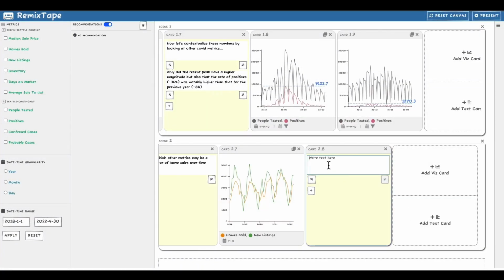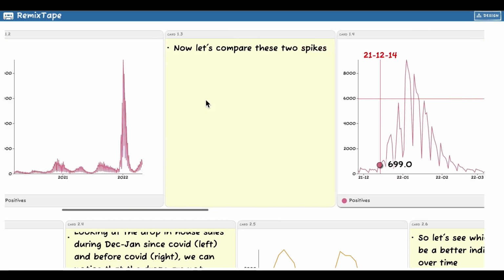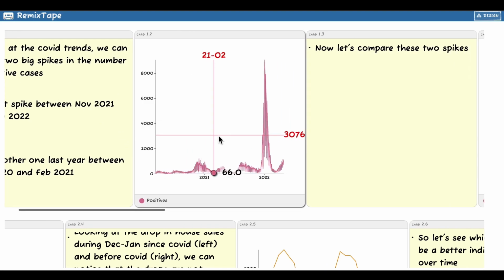With two scenes comprised of sequences of viz cards and text cards, we now have a narrative drawing from two disparate sets of metrics that we can use to communicate observations about the Seattle housing market before and during the pandemic. We can share this canvas with colleagues for them to interact with directly, or we can present it using RemixTape's built-in interactive presentation mode.